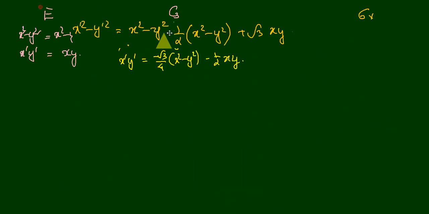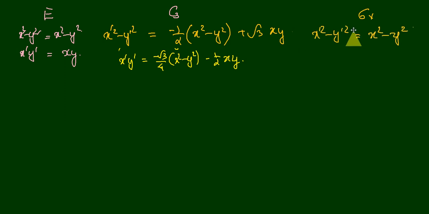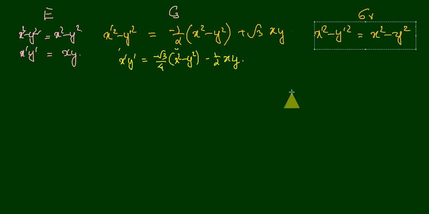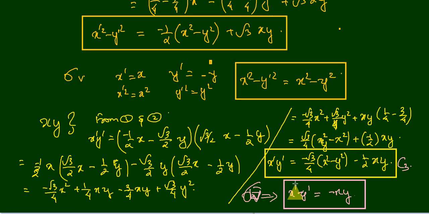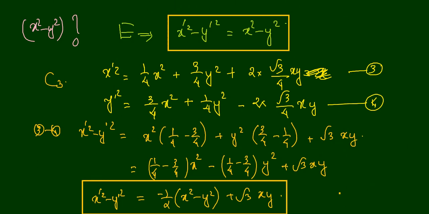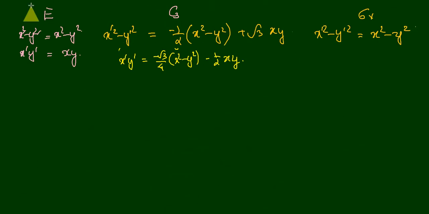And this happens during the C3 sigma v operation to the x dash square minus y dash square. And now we check what happens to xy during the sigma v operation. X dash y dash is equal to minus xy. Let me copy this and put it there and see what happens to xy. Okay, so I have listed what happens to x square minus y square and xy during each operation.